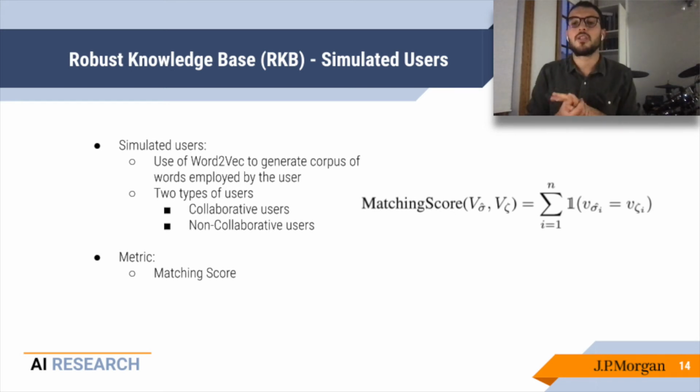So each of the experiments is divided in two phases. A first phase called the learning phase, the training phase, and a phase of evaluation or a test phase. During the learning phase, the knowledge base is exposed to both collaborative and non-collaborative users. During the evaluation, the knowledge base is exposed to collaborative users only.